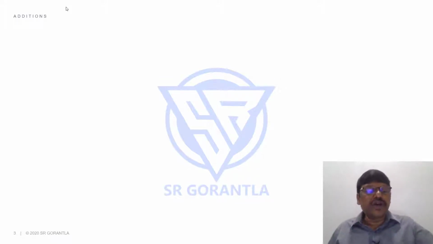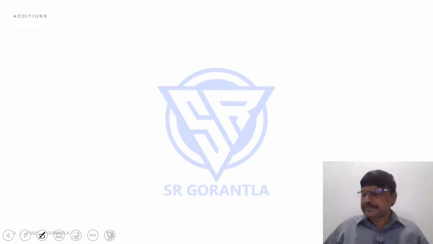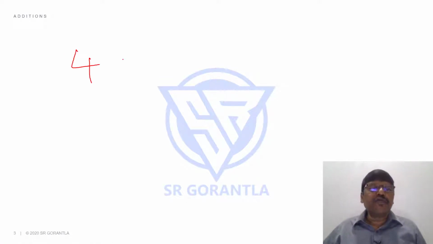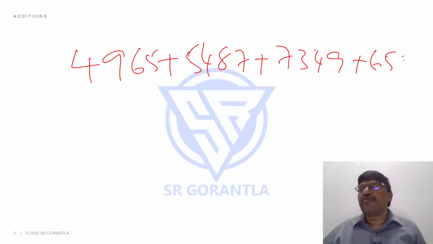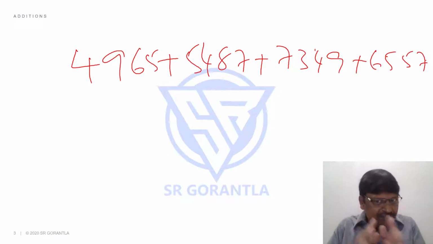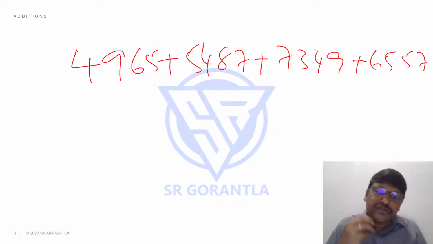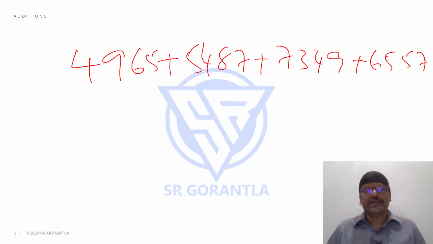Suppose I ask a small addition, student, let me say 4965 plus 5487 plus, say, one more, 7349, one more, let us say 6557. Okay. Now if I ask you to add them, how do you add these numbers? You just pause the video, solve the problem and check how much time you are taking, and then we will discuss whether we can afford to spend so much time, right, students?